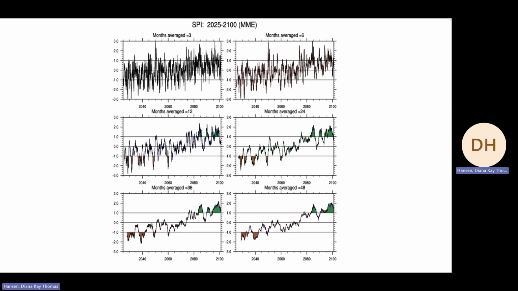For a drought indicator, the standardized precipitation index was used, and as you can see, precipitation is very noisy, and as we average more and more of these records together, it smooths things out. By the time we get to the months averaged of 48, we can see that there is drought at the beginning of the century, and then we go out of drought conditions towards the end.